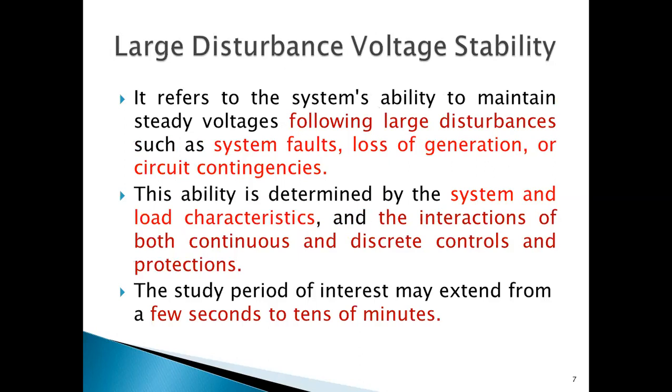Now, let us define large disturbance voltage stability. It refers to the system's ability to maintain steady voltages following large disturbances, such as system faults, loss of generation, or circuit contingencies. This ability is determined by the system and load characteristics and the interactions of both continuous and discrete controls and protections. The study period of interest may extend from a few seconds to tens of minutes.